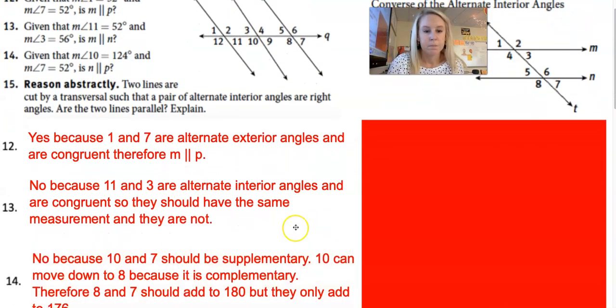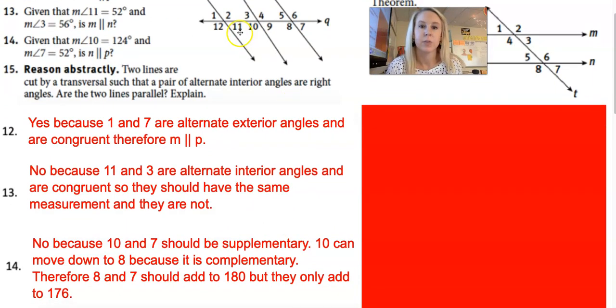Number 14 is going to be no, so number 14 gives you 10, and then 7. So technically there is no vocabulary word for 10 and 7, but I do know I'm allowed to move them closer to each other. So if these lines were parallel, I could move 7 here in place of 9, because it's corresponding. So then I would take a look at the relationship between a 9 and a 10. I would expect them to add to 180 degrees because they're a linear pair, and they should be supplementary.